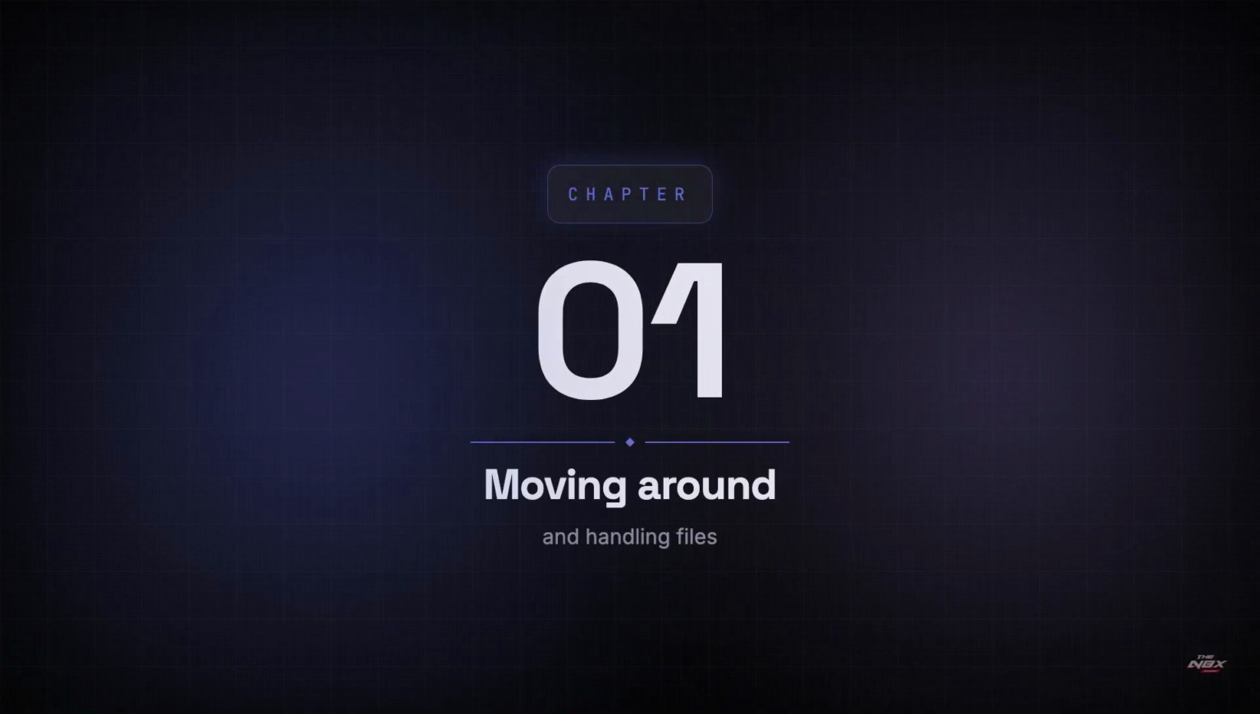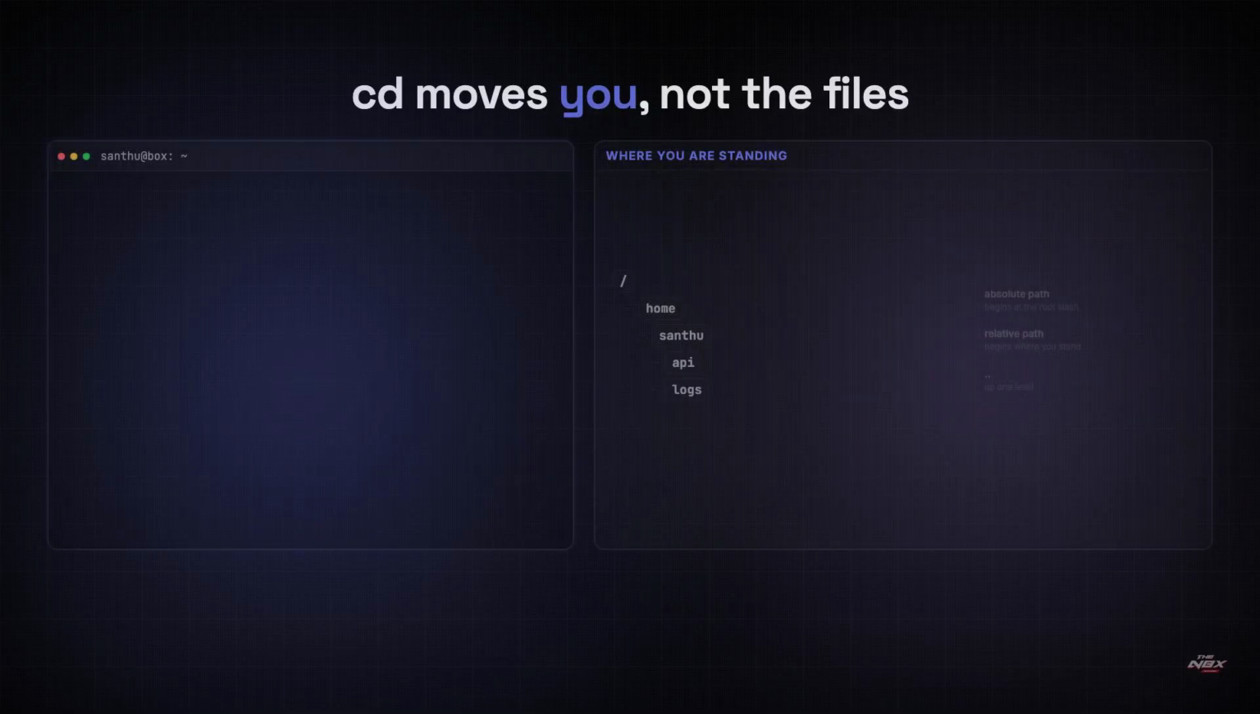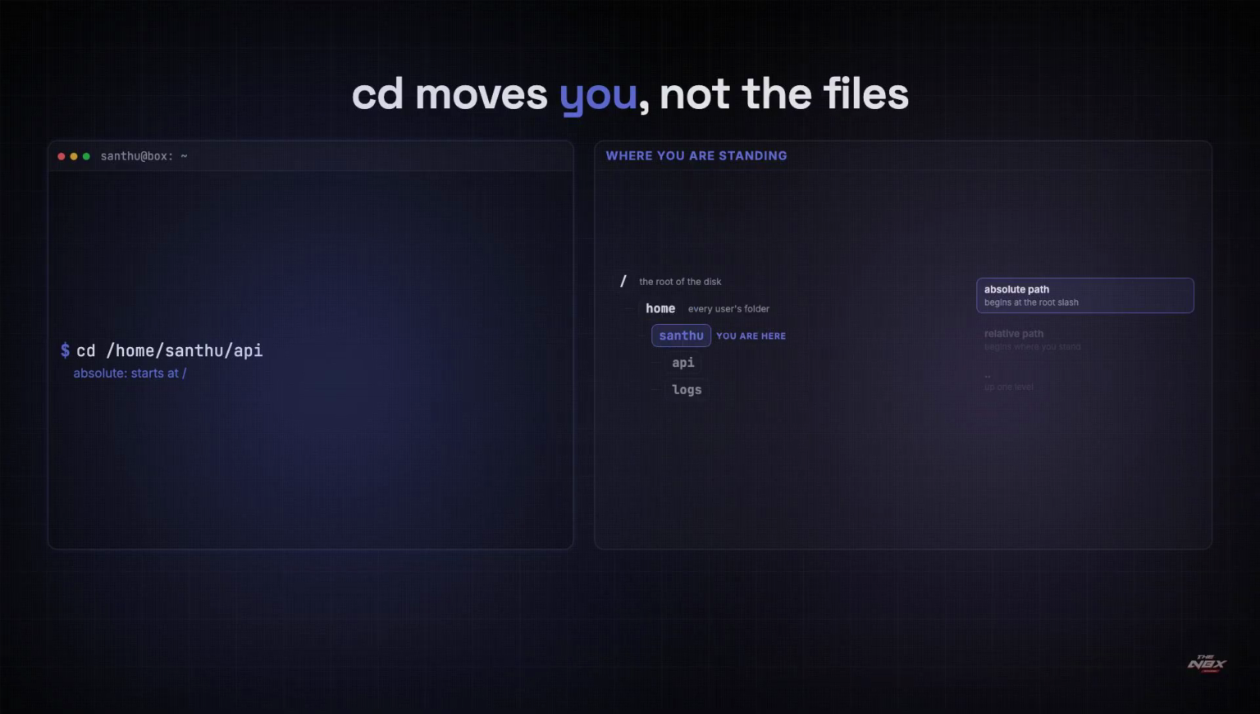Drawer 1. Moving around and handling files. Your project lives a few folders deep and you want to work inside it. The command is cd, short for change directory. One way in is an absolute path, which begins at the root / and the shell walks down a level at a time. The root of the disk into home, where every user's folder lives, into Santhu, your own account, and finally into API.